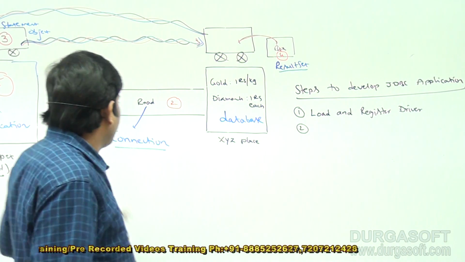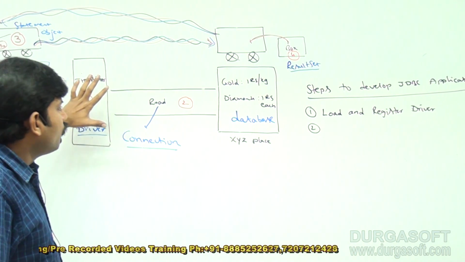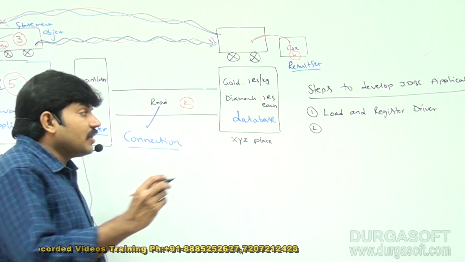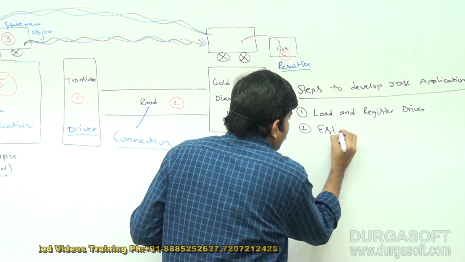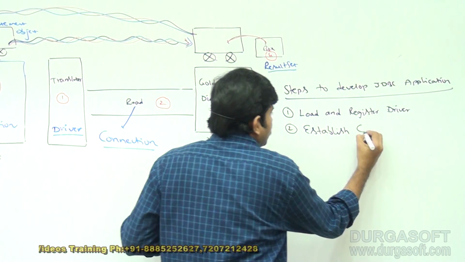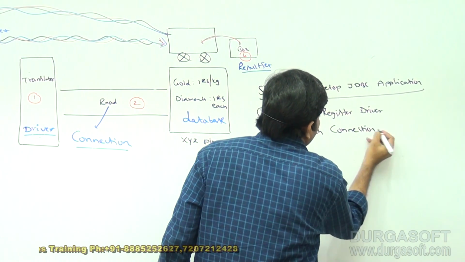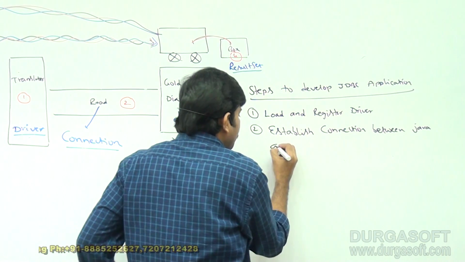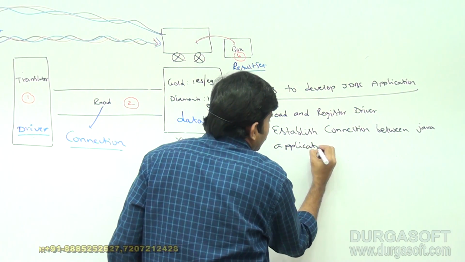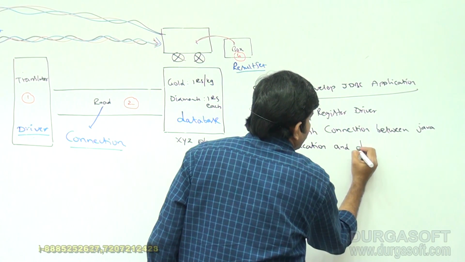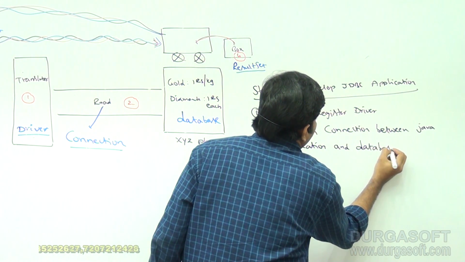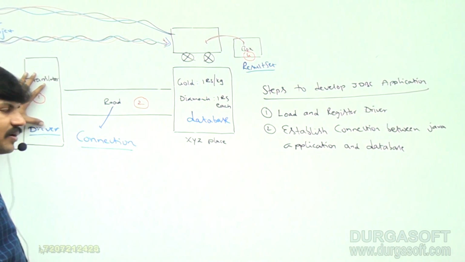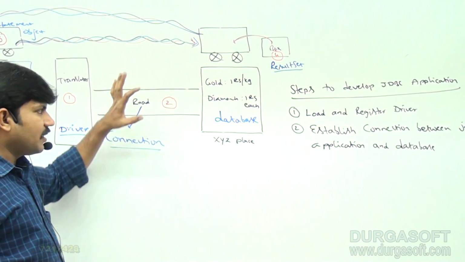What is the second one, sir? After arranging the driver, we have to think about the road, the connection, right? Establish connection between the Java application and the database. So first we arranged the translator, the driver. Next we arranged the connection.